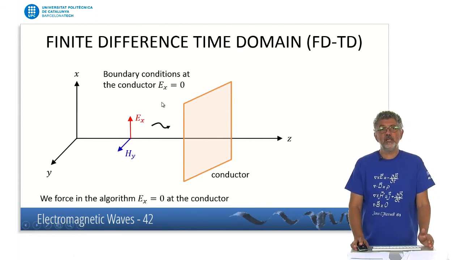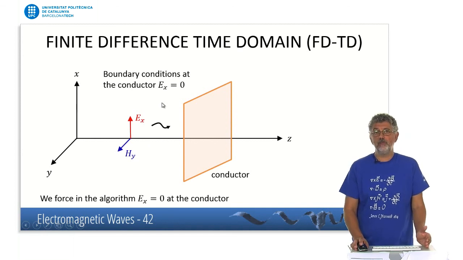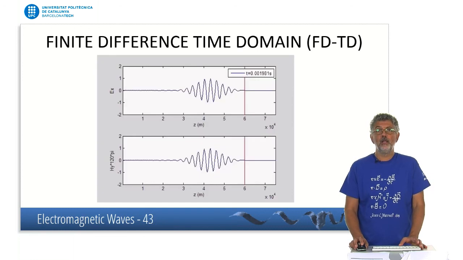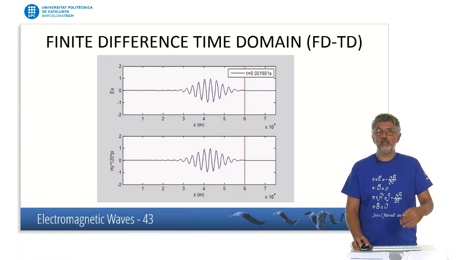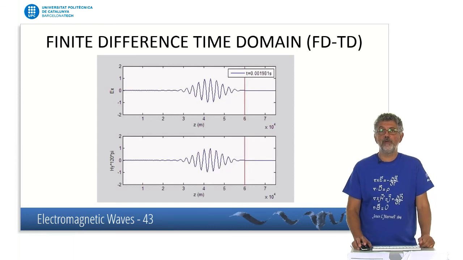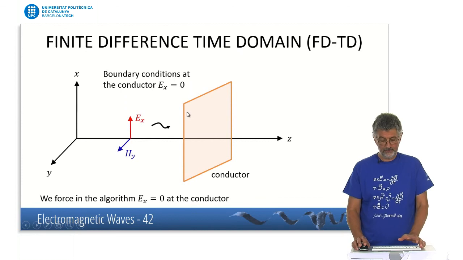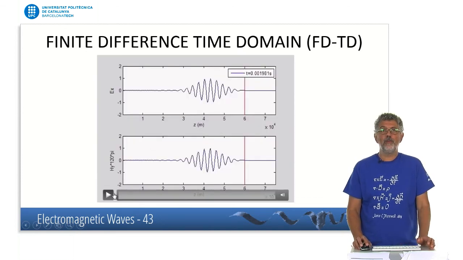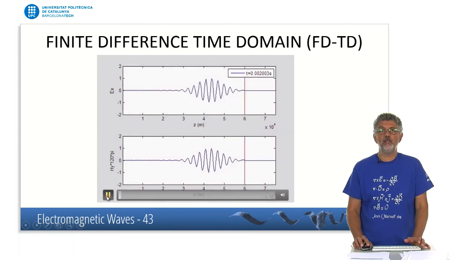Well, we have just taken the same algorithm we had before, and we are just forcing that in a certain position. In that case, here, where we have that red line, we are forcing that the electric field has to be 0. Now, that's the only thing we do. We just, at each iteration, no matter what the value is, force the value of the field here to be 0. And let's see what would be the result of applying the FDTD algorithm.